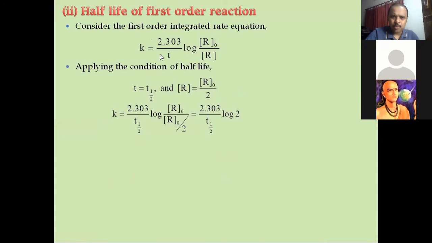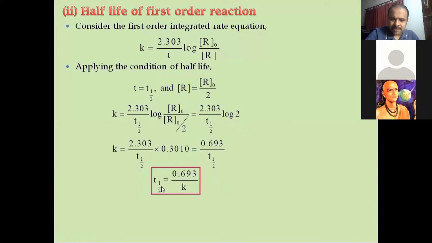So k is equal to 2.303 by t half, log R naught by R, where the remaining concentration is half of initial concentration. R naught gets cancelled, 2 goes to numerator. 2.303 by t half log 2. Log 2 is 0.3010. If you multiply 2.303 into 0.3010, it becomes 0.693 in the numerator. So push t half to the left hand side. t half is equal to 0.693 by k, the expression for half-life of first order reaction.